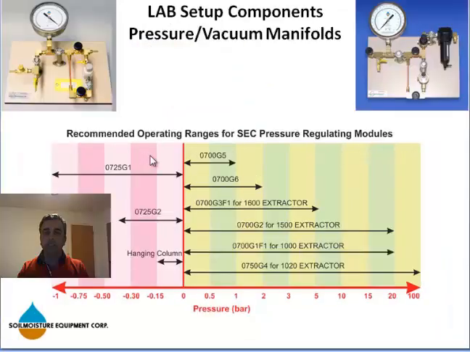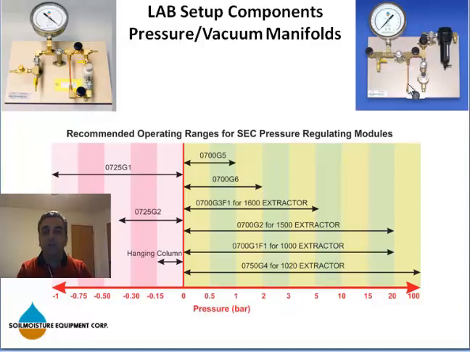Very impressive. The next slide is going over another major component of our lab setups, which is pressure or vacuum manifolds. I have a picture of a pressure manifold here and a vacuum manifold here. You can see the directions of the dials are the opposite of each other, and a pressure manifold has a water filter here while a vacuum manifold doesn't.